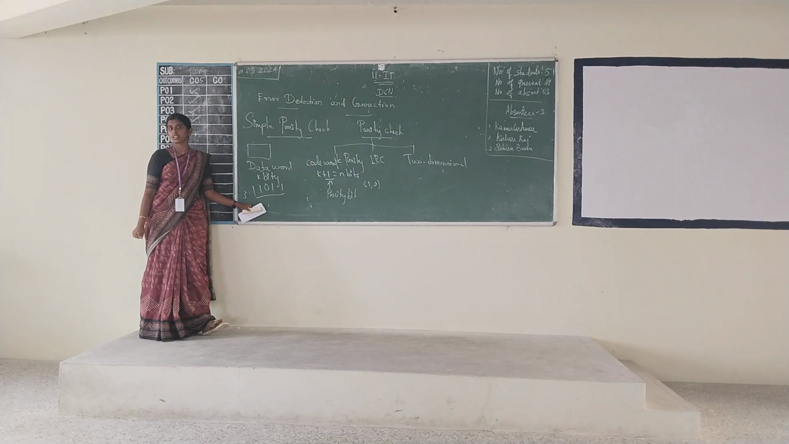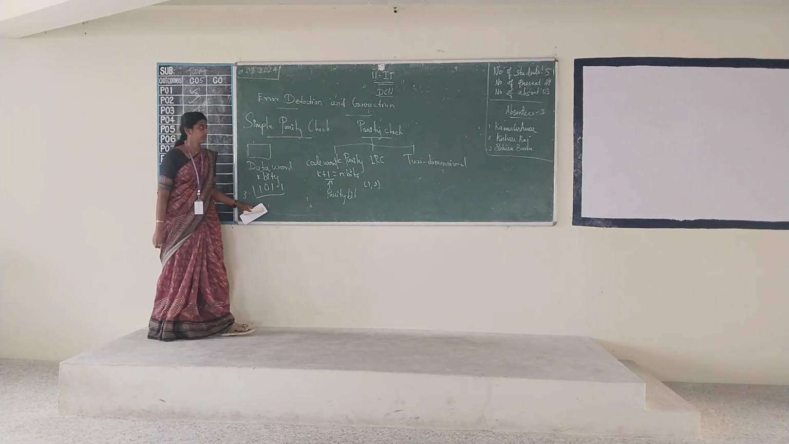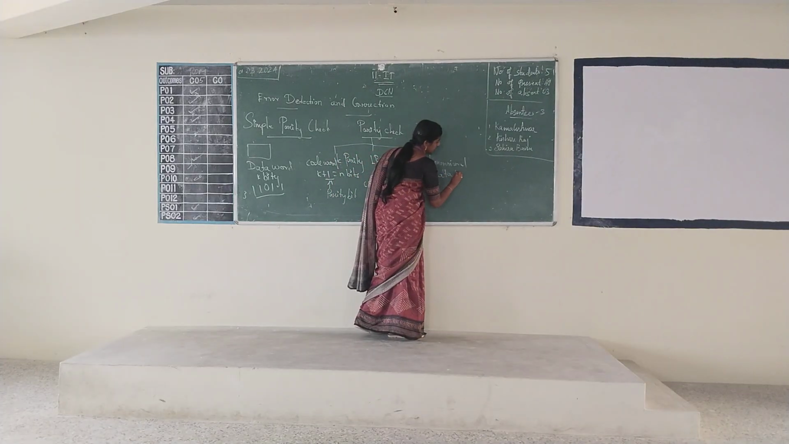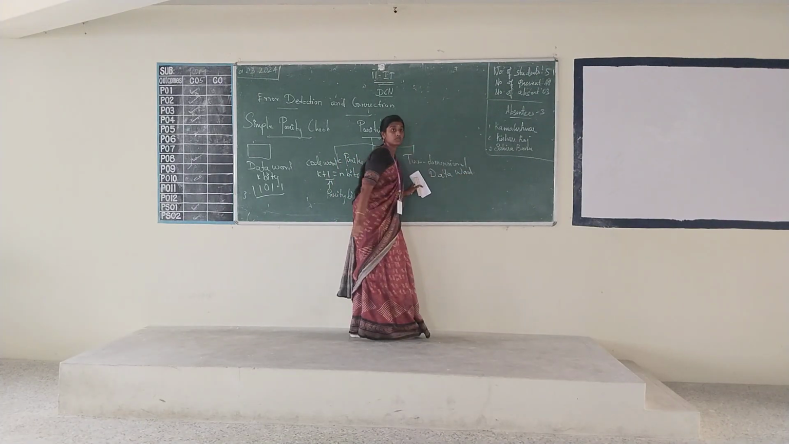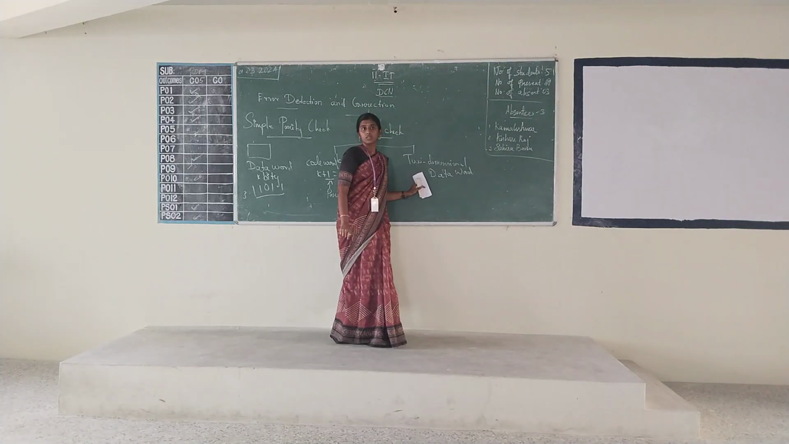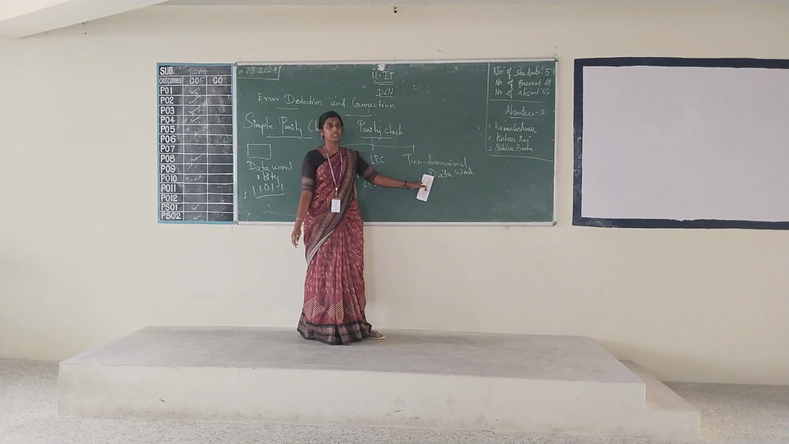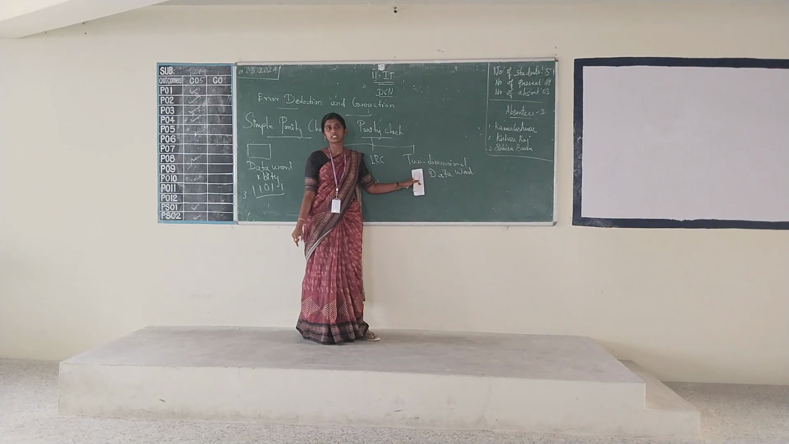Can you understand? See, what is your data word? Generally, what is the data word? The data which the sender sends. What is your code word? What the receiver receives.